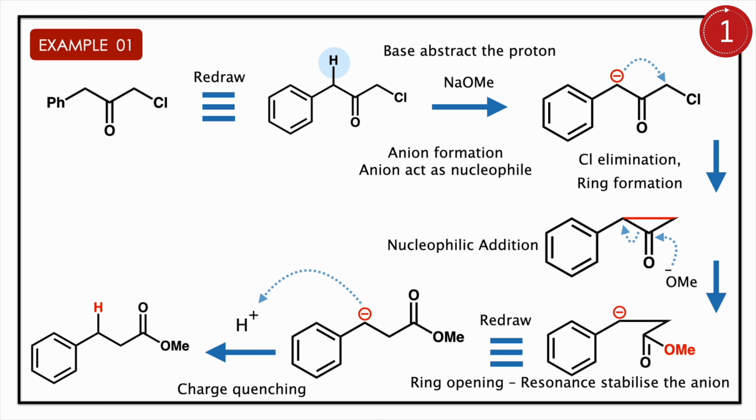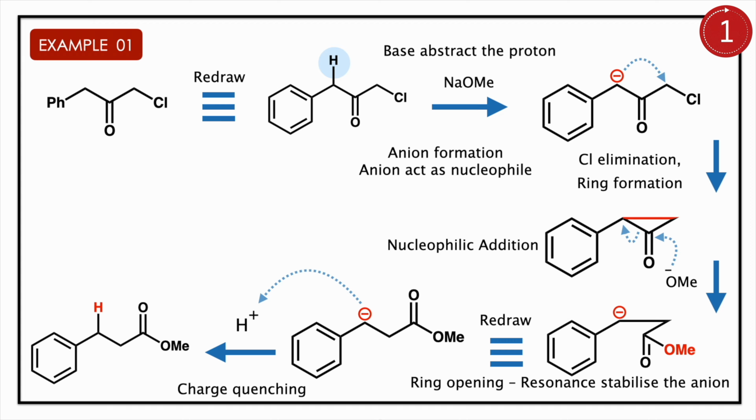Here we will go by the basics. For that, we have to redraw the molecule with hydrogen. Phenyl is intact, and hydrogen is appearing. You are using the base. The base's role is to abstract the proton, H plus. It promotes anion formation, and that anion can be a nucleophile. It attacks the chlorine carbon. The attack on the chlorine carbon leads to cyclopropanone formation.